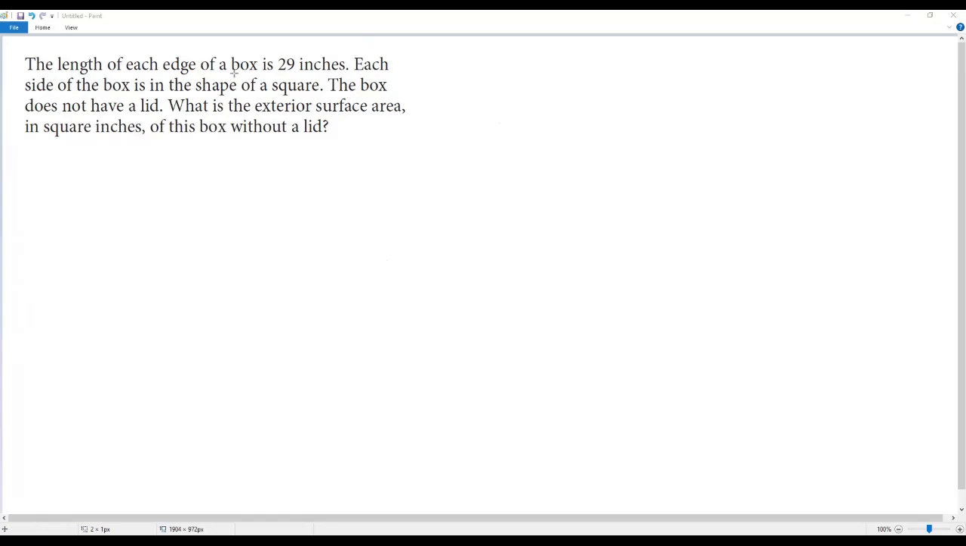The length of each edge of a box is 29 inches. Each side of the box is in the shape of a square. The box does not have a lid. What is the exterior surface area in square inches of this box without a lid?